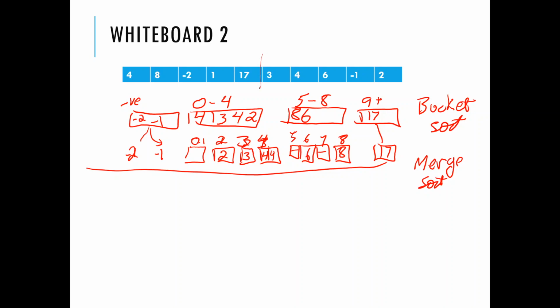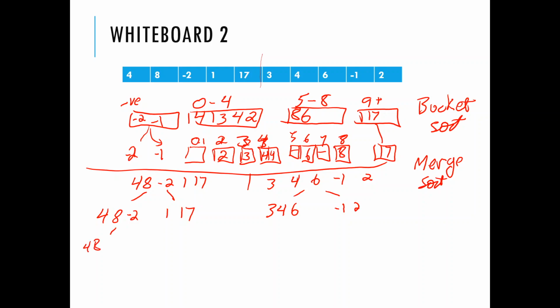I'm going to have 4, 8, -2, 1, 17, 3, 4, 6, -1, 2. I split it in half. I'm going to split it in half again. And so let's do 4, 8, -2. This 1, 17. This is 3, 4, 6. This is -1, 2. I'm not really doing anything at all other than I'm trying to split my arrays in half each and every time.